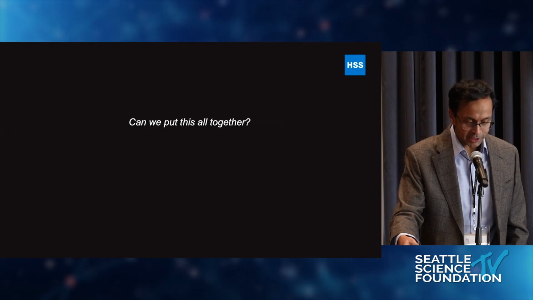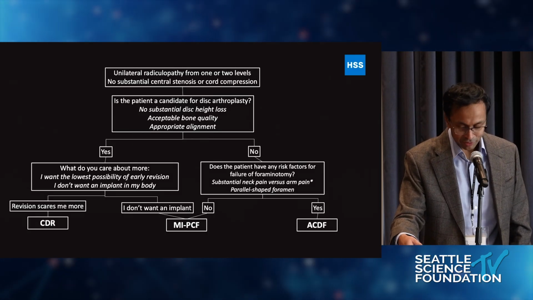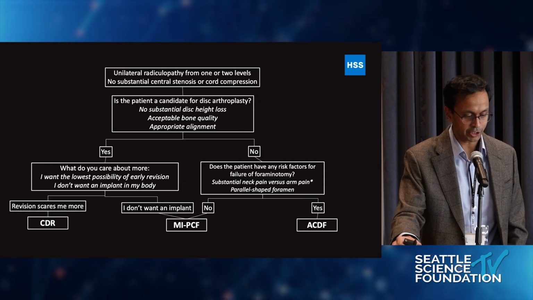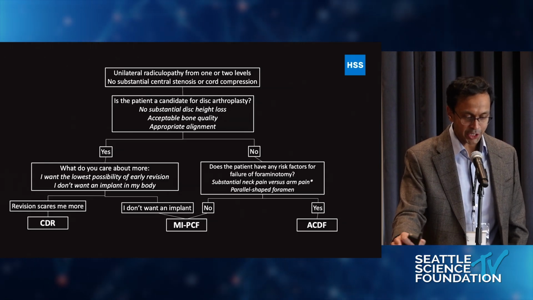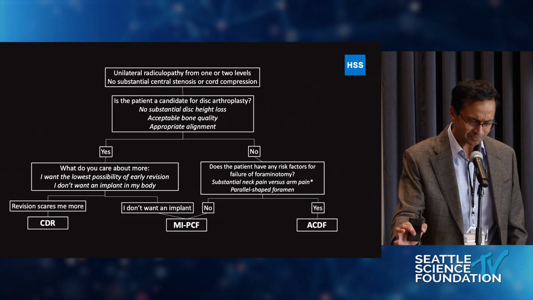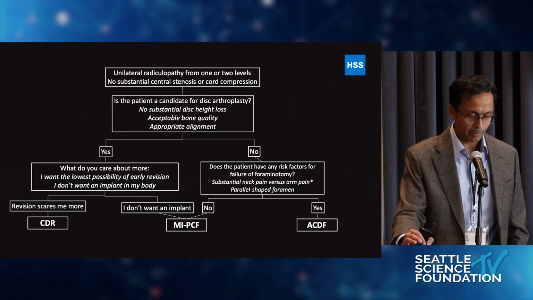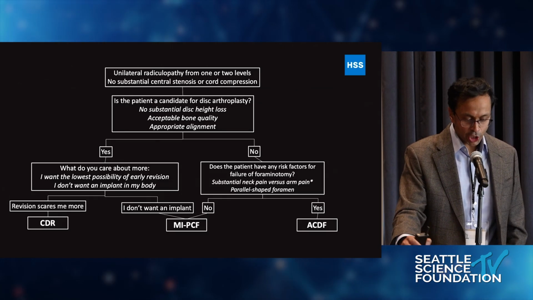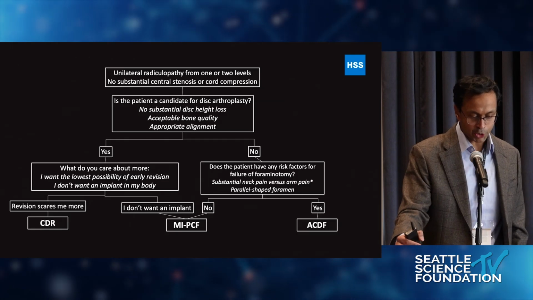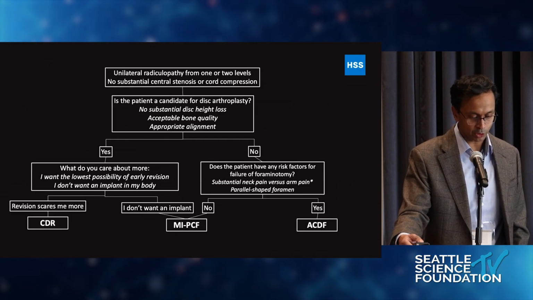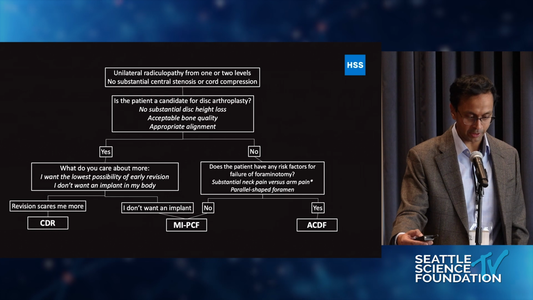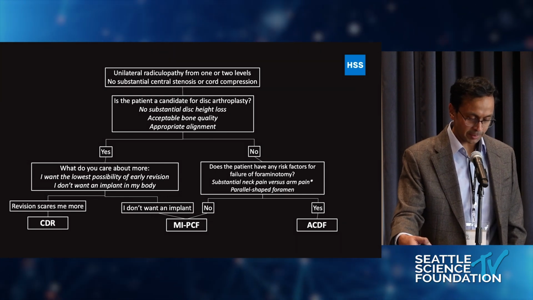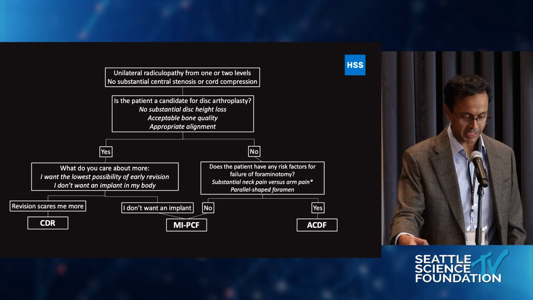So putting this all together, this is roughly my decision-making algorithm. For a unilateral radiculopathy at 1 or 2 levels, figure out if the patient is a candidate for arthroplasty. That means a relatively tall disc; bone quality is super important, and alignment is important. If the answer is no, then in the spirit of motion preservation, my hope would be to do a foraminotomy for unilateral radiculopathy without central stenosis. But if they have substantial neck pain or a parallel-shaped foramen, I'm more likely to do an ACDF.